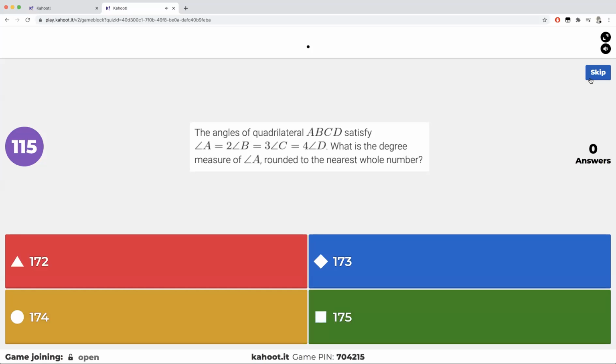The angles of quadrilateral ABCD satisfy angle A equals 2 times angle B equals 3 times angle C equals 4 times angle D. What is the degree measure of angle A rounded to the nearest whole number?